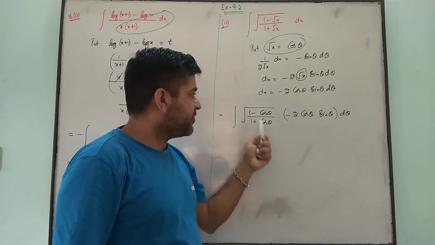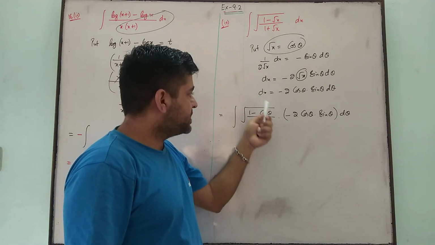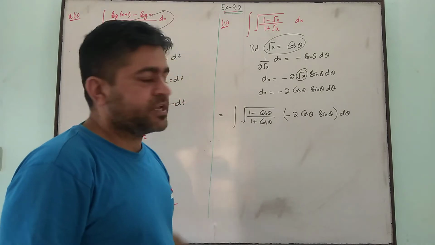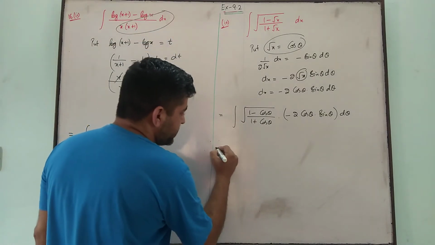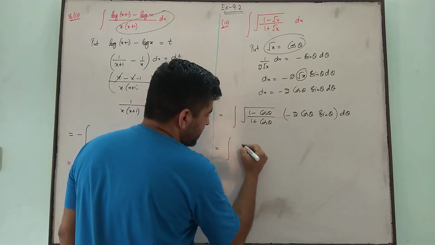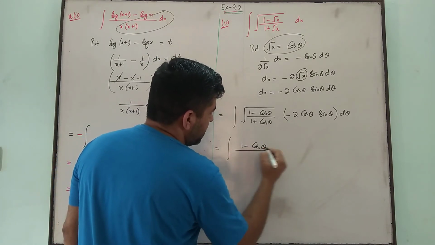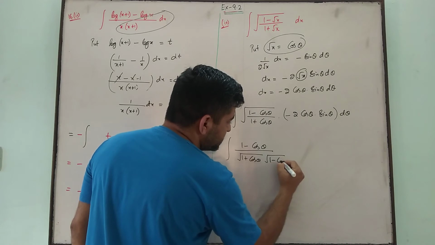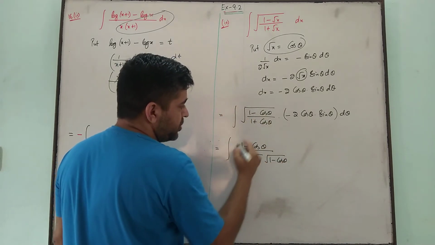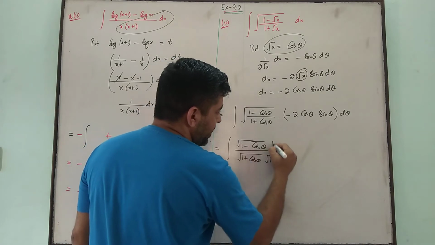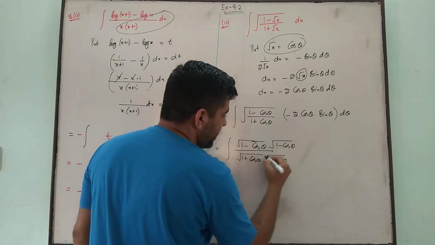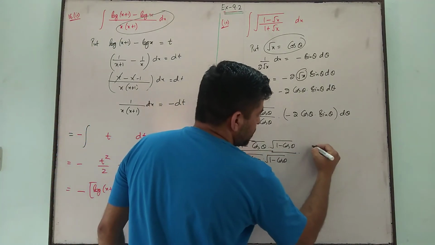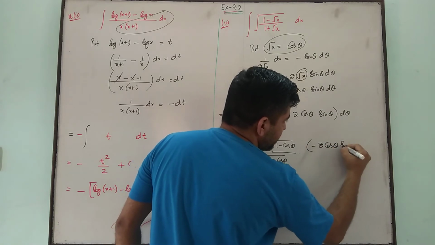To simplify this, we can use the half angle formulas also, but to make it in simplified form, 1 minus cos upon 1 plus cos, we can rationalize this also. If we rationalize this, we will get 1 minus cos theta upon under root of 1 plus cos theta under root of 1 minus cos theta. See, under root 1 minus cos theta and under root 1 minus cos theta. We are rationalizing it by the denominator, minus 2 cos theta sin theta, rest is same.